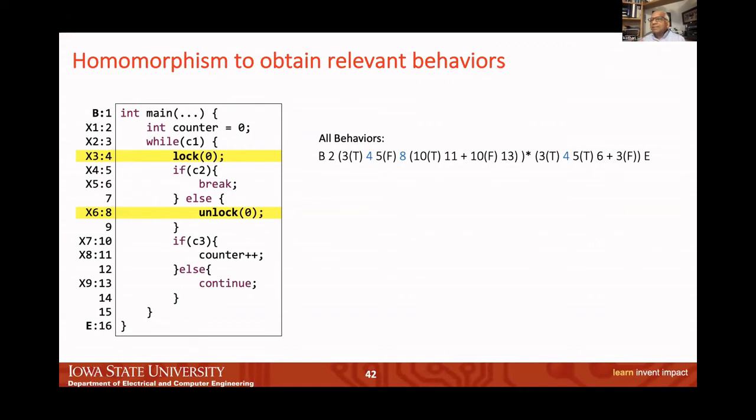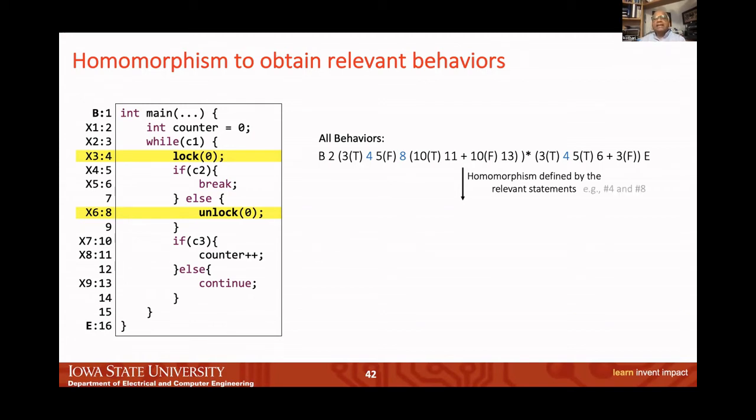The other thing that happens with algebra is we have the concept of homomorphism, and we can define homomorphisms. The way we can use homomorphisms in software is to find relevant behaviors. For example, here the property is about lock and unlock, and we want to find behaviors. This if condition really creates two behaviors, but it doesn't have any effect on checking whether lock is followed by unlock or not. So we can factor out the irrelevant behaviors by applying a homomorphism.